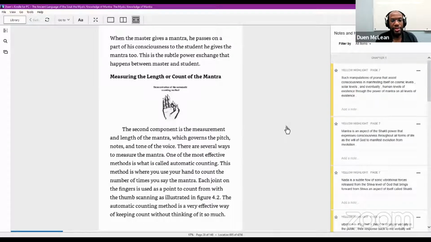Measuring the length or count of the mantra. The second component is the measurement and length of the mantra, which governs the pitch, notes, and tone of the voice. There are several ways to measure the mantra. One of the most effective methods is what is called automatic counting. This is the method where you use your hand to count the number of times you say a mantra. Each joint on the fingers is used as a point to count from, with the thumb scanning as illustrated in figure 4.2.